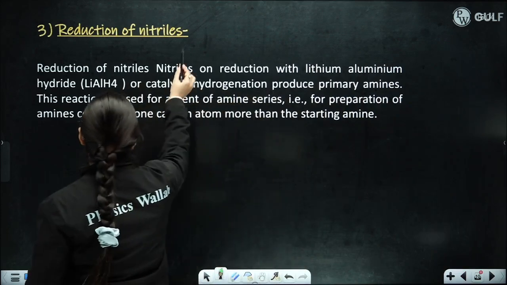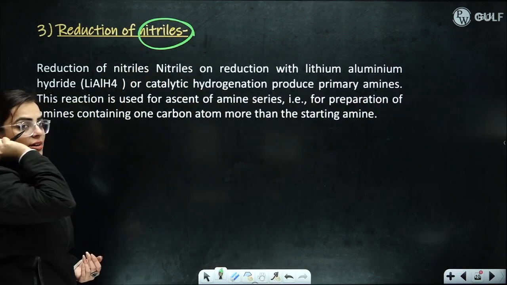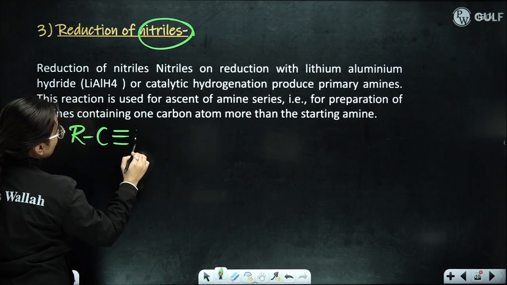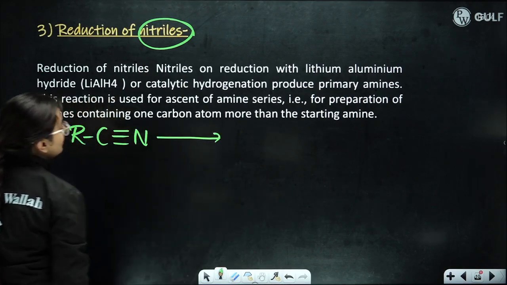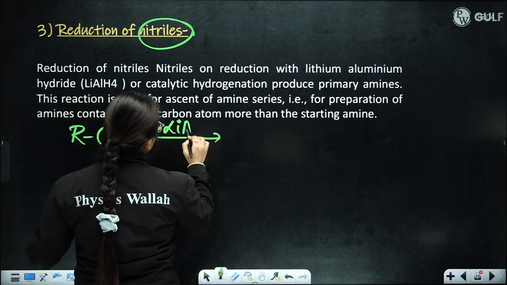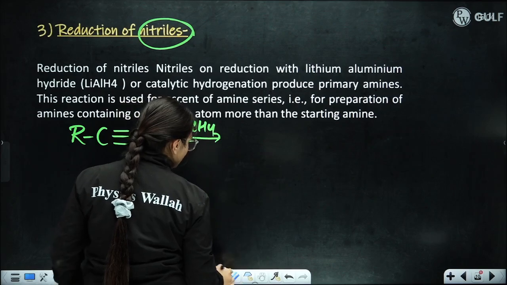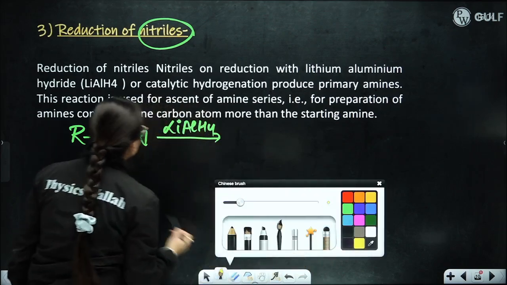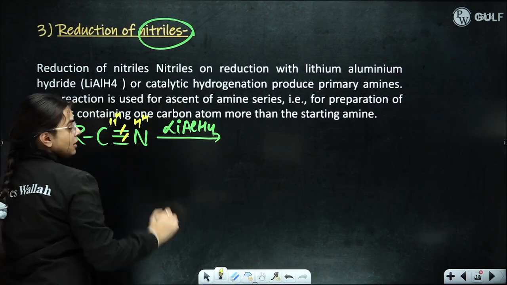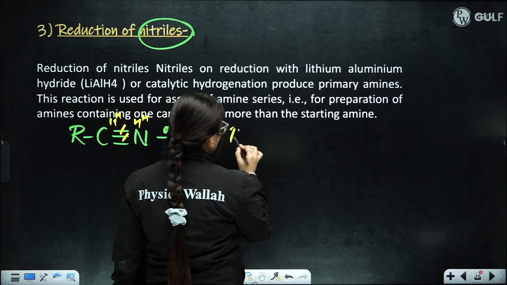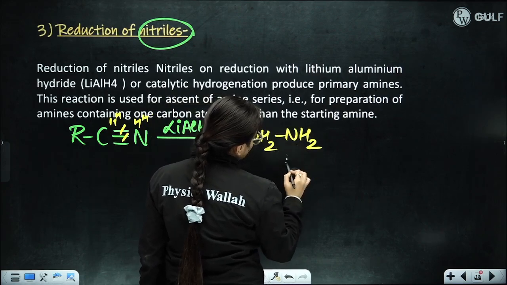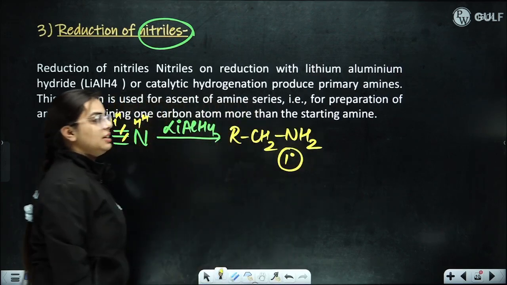Here comes the next method of preparation, that is reduction of nitriles. In reduction of nitriles, it's very simple, RC triple bond N. When you are reacting it with LiAlH4, lithium aluminium hydride, just break the very first bond, give one hydrogen to both of them, break another bond, give one hydrogen to both of them, and you will get RCH2NH2. So this is your primary amine that is created.